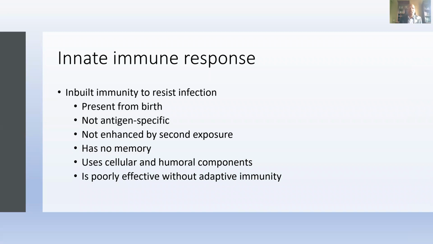Now, the components which make up the innate immune system are many. They are cellular and humoral components. And unfortunately, the innate immune mechanisms work well with adaptive immune mechanisms. So if adaptive immune mechanisms are not there, the innate immune mechanisms are not going to be very efficient, and vice versa, and you will learn about that. So these characteristics of the innate immune system are important for you to understand.